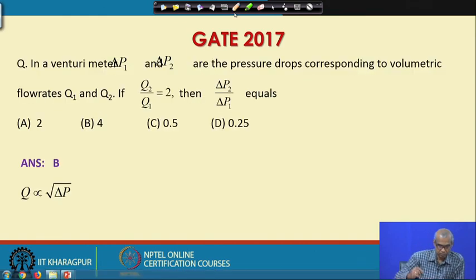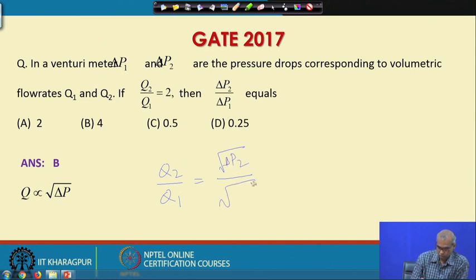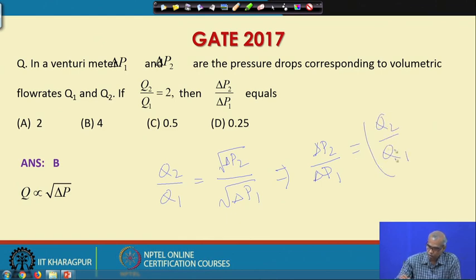So, here you can write Q2 by Q1 is equal to square root of delta P2 by square root of delta P1. So, this gives you delta P2 by delta P1 equal to (Q2 by Q1) whole square. Since Q2 by Q1 is given as 2, so the answer is 4, option B.